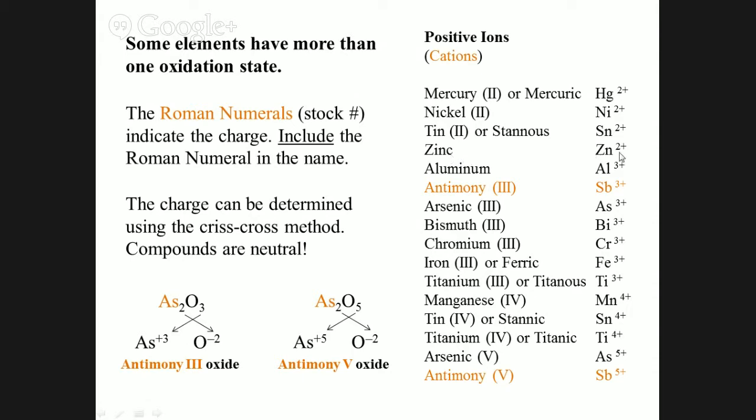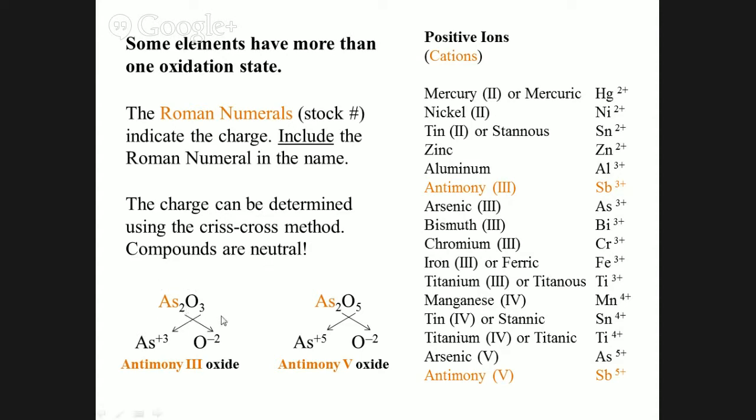Zinc doesn't have any. Okay, some of them don't have what we call stock numbers, don't have the Roman numerals. So that means that one basically only occurs as a +2 charge. So not all of them do this, only some. Aluminum is another one. You're only going to find aluminum with a +3 charge. But some of them do have the Roman numerals. And the nice part about the Roman numerals is they match the charge. So when you see that Roman numeral in the name, you already know what its charge is. You don't have to do any kind of crisscross in terms of figuring out what the charge would be.